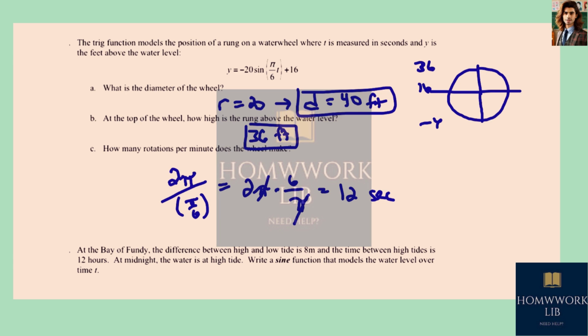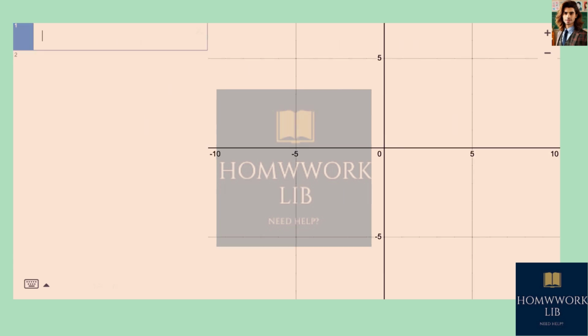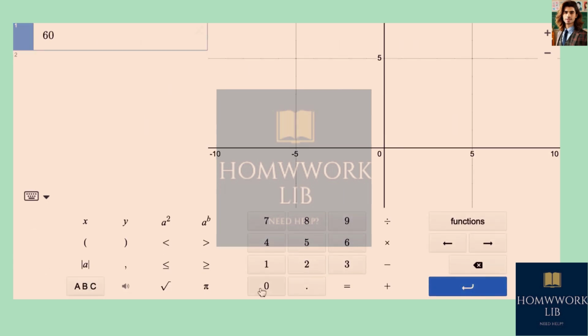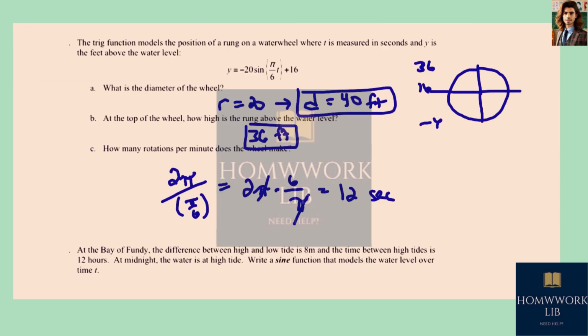How many rotations per minute does the wheel make? Well, if there are 60 seconds in a minute and it rotates every 12 seconds, then it makes 5 revolutions in a minute.